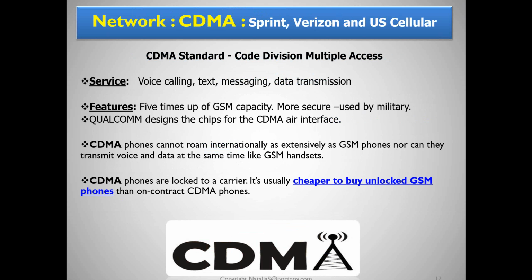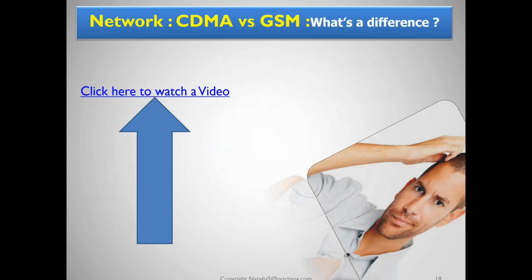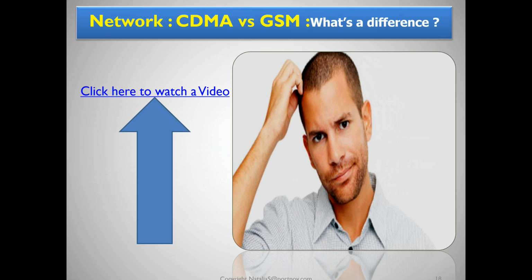Qualcomm is the biggest provider of the chip designs for CDMA. So a SIM card goes to GSM, and CDMA is more secure. There's going to be a small video on this slide, and I want you to do it at home: watch the video and understand a little bit more what the difference between CDMA and GSM is.